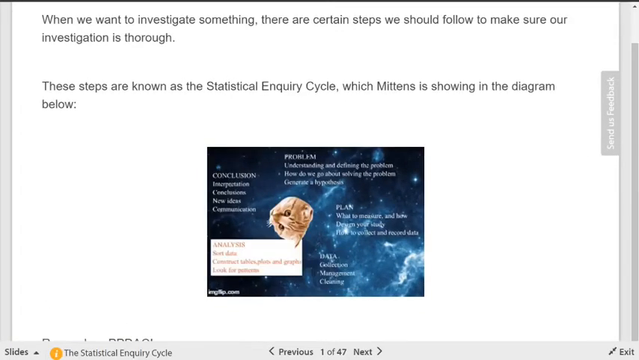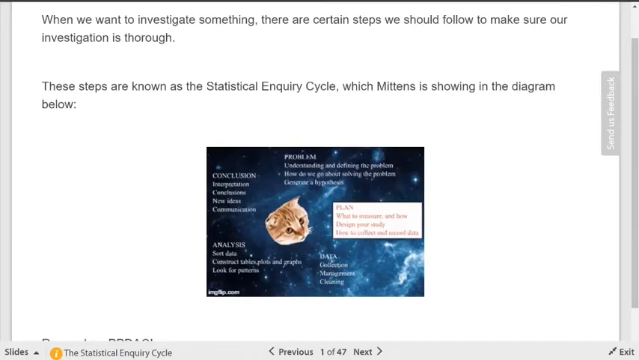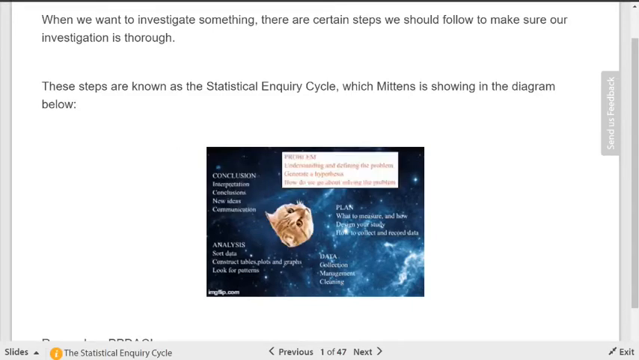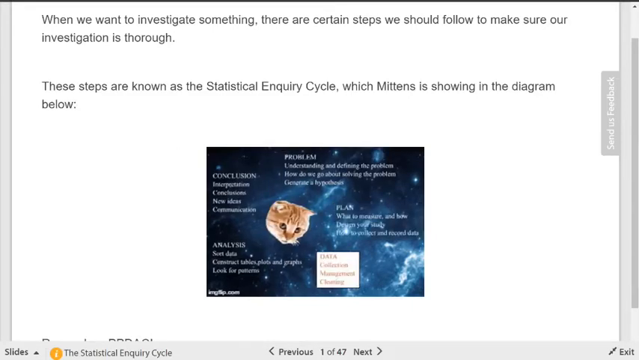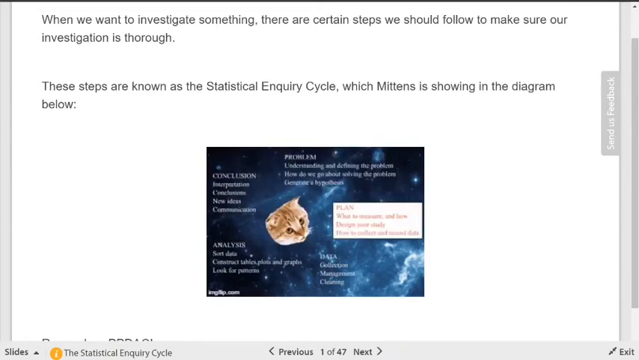These are the steps of the statistical inquiry cycle, which Mittens is showing in the diagram below. I guess Mittens got the key to the city. Now he's going to teach y'all math. All right, so you can just write the big words.